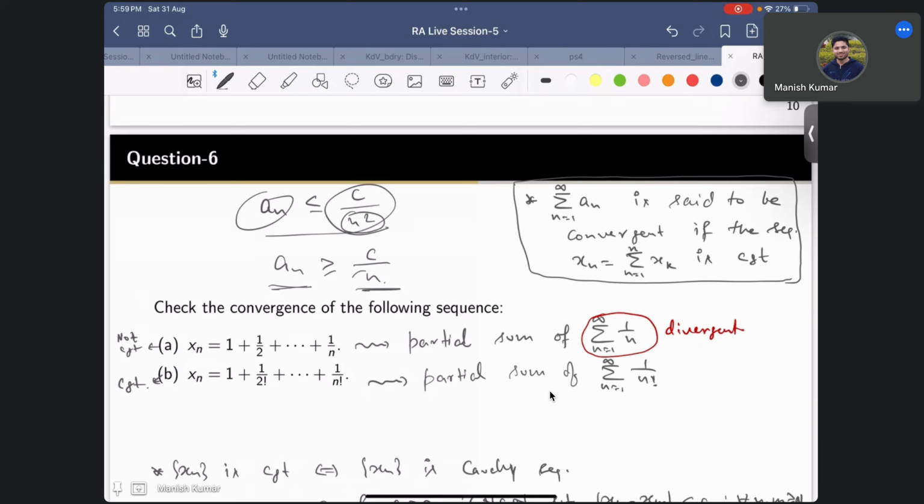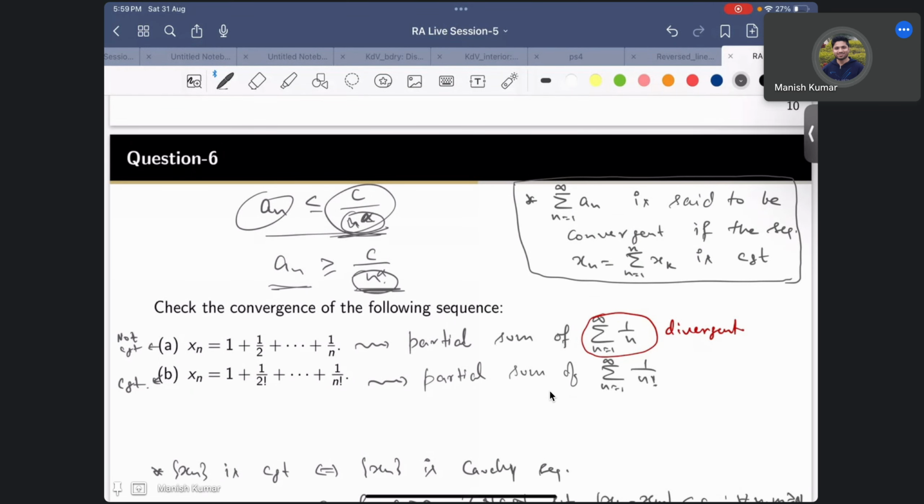So 1 by n raised to the power alpha. When alpha is greater than or equal to 1, you try to get an upper bound, or for alpha less than 1, you try to get a lower bound, to conclude convergence or divergence. So this is about the comparison test. Now when it comes to the limit comparison test, you have to find a proper sequence b_n.